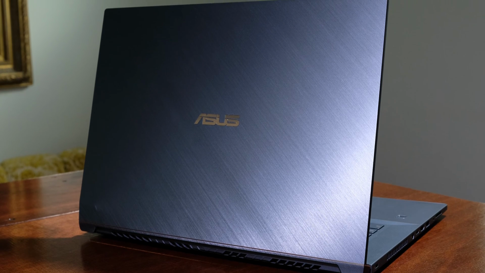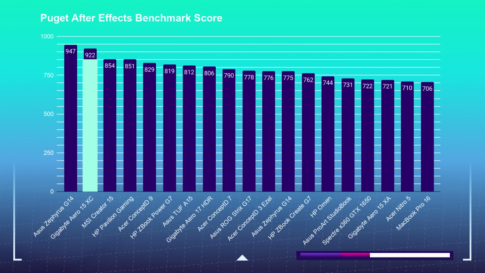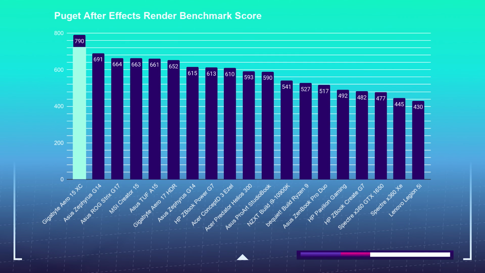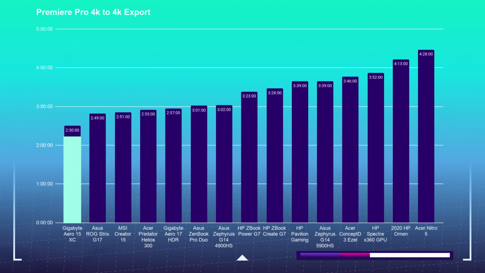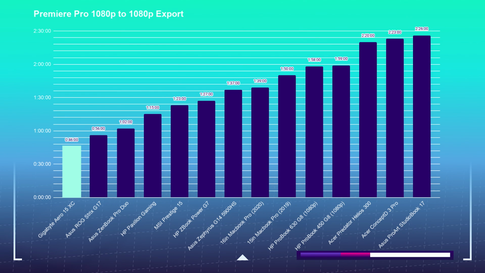Now regarding After Effects, this laptop got second place right behind the Asus Zephyrus G14 for the main After Effects benchmark. In the render benchmark, it topped the Asus Zephyrus G14 by over 100 points. So if you're rendering, that RTX 3070 is a fantastic GPU. During 4K export time and 1080p export out of Premiere Pro, it got the best benchmarks I've ever seen on my channel at 230 for 4K and 46 seconds for 1080p with that 9-minute clip.